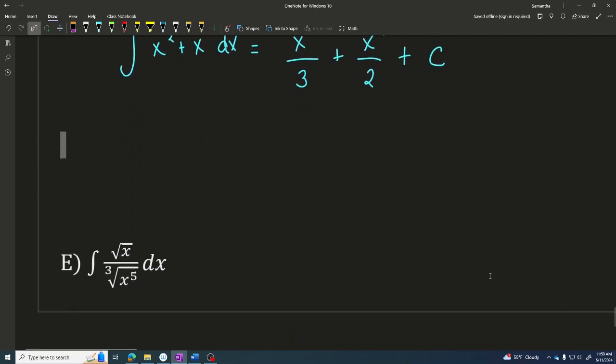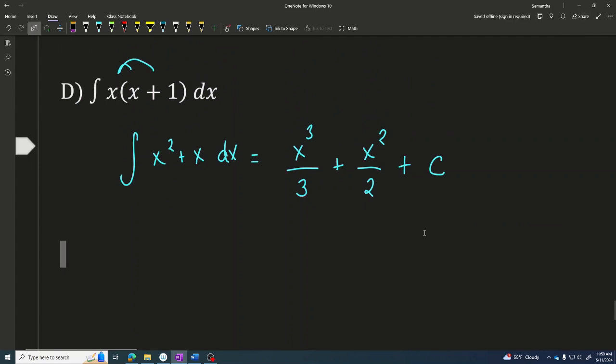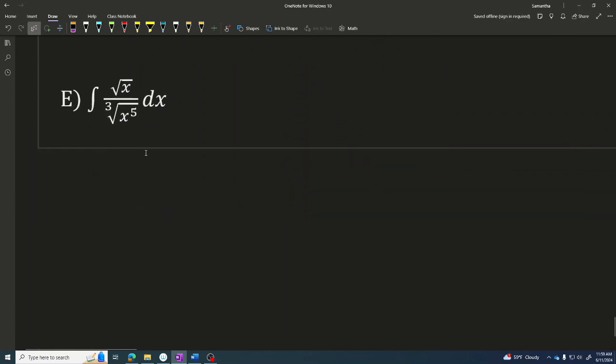So that's the kind of speed at which we're going to be trying to work. Integrating power functions is something that you want to be able to do quickly without looking at notes, very, very fast. Finally, let's have a look at this expression. I have the integral of, in the numerator, the square root of x, in the denominator, the cube root of x to the fifth power.